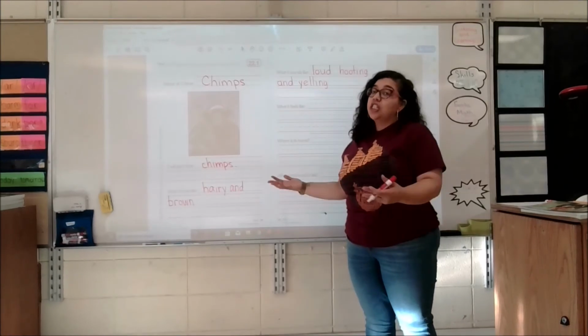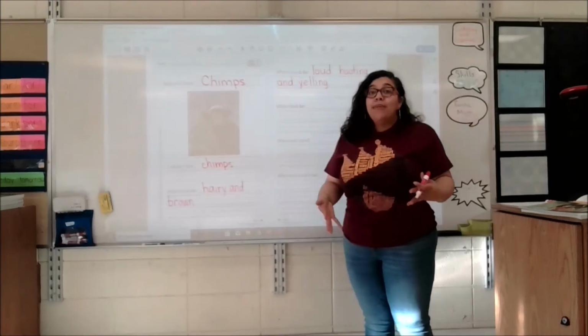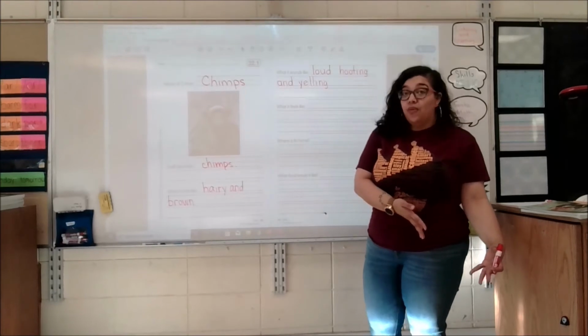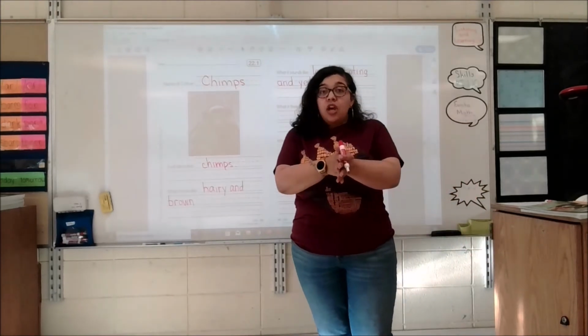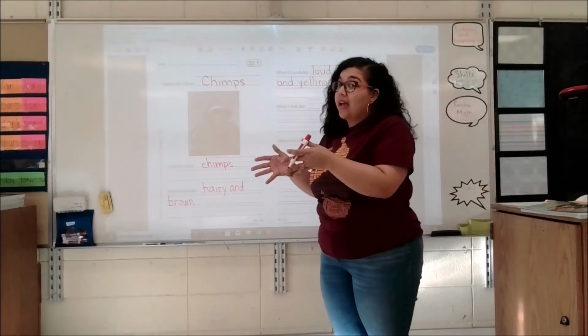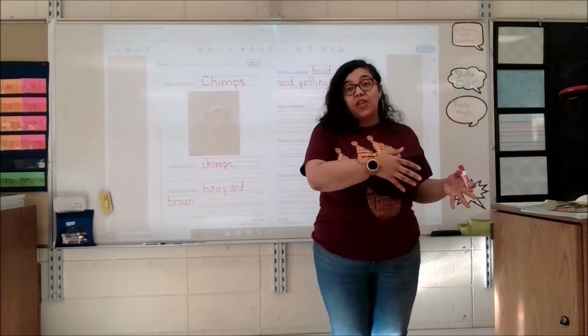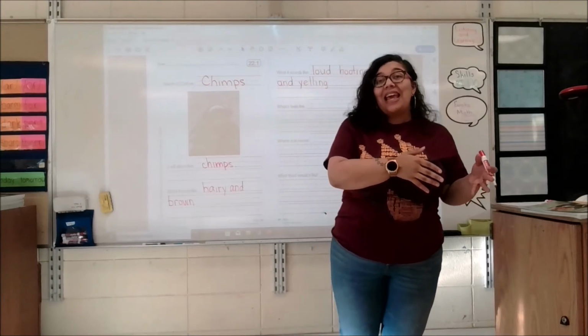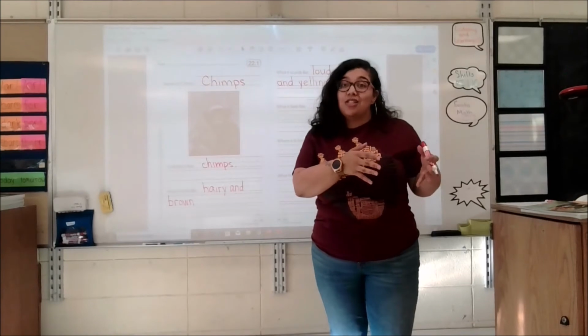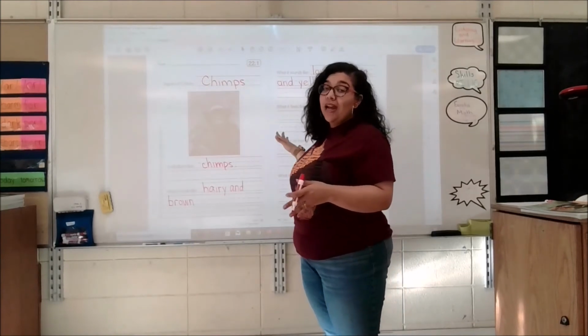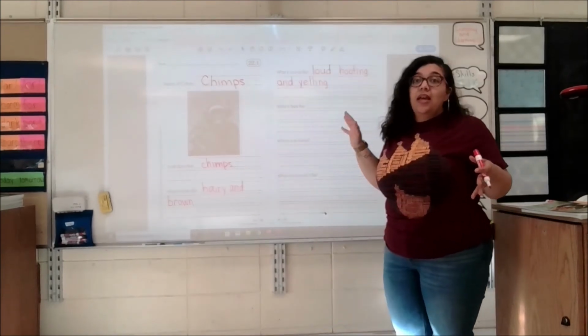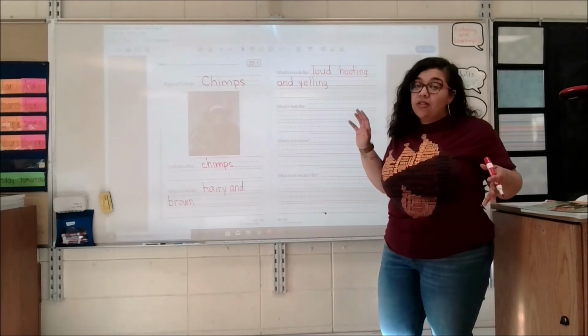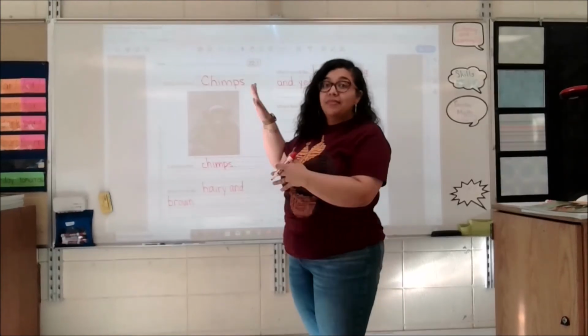Did we actually touch a chimp? No, but we have touched things that are hairy before. And we can make a connection between what hair feels like and what a chimp probably feels like. That's called making an inference, which is making a smart guess. In reading and writing, it's called inference. In math and science, it's usually called a hypothesis, but smart guesses, inference.